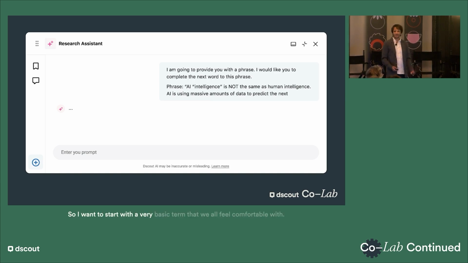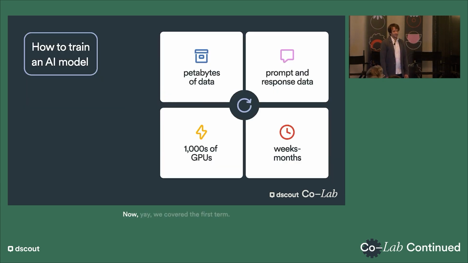So I wanted to start with a very basic term that we all feel comfortable with. And in response, we get the response. So this is the exact example I gave. And you can see that you have to provide it some instructions in with the prompt as well to predict this next word. Now, yay, we covered the first term. Everyone felt good about it.